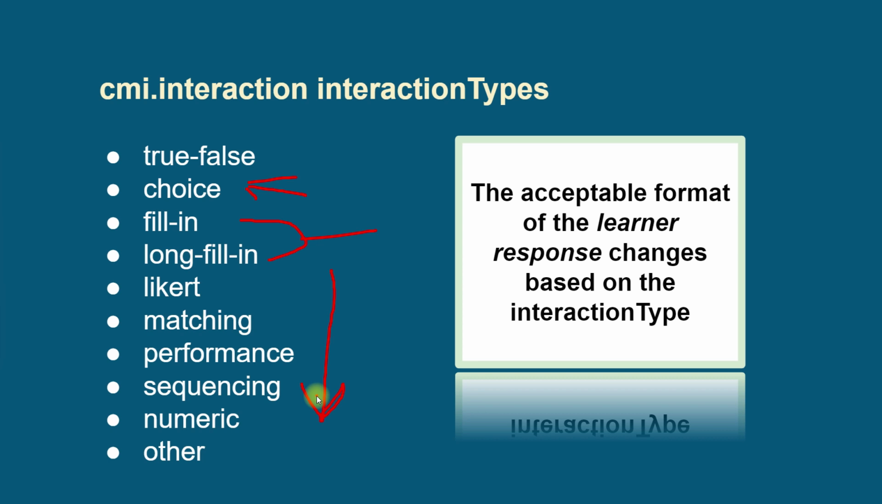And there's a proper way to represent every one of these formats, but essentially the trigger for the format is the interaction type. When you pick one of these interaction types, then there is an acceptable pattern that goes along with it for your learner response. So note here, we're talking about learner response today. We might not get through all of these because of time, but we're going to go through each one of these and talk about what learner responses look like.